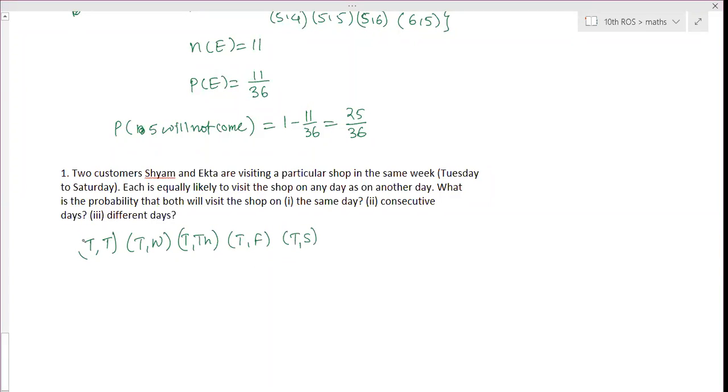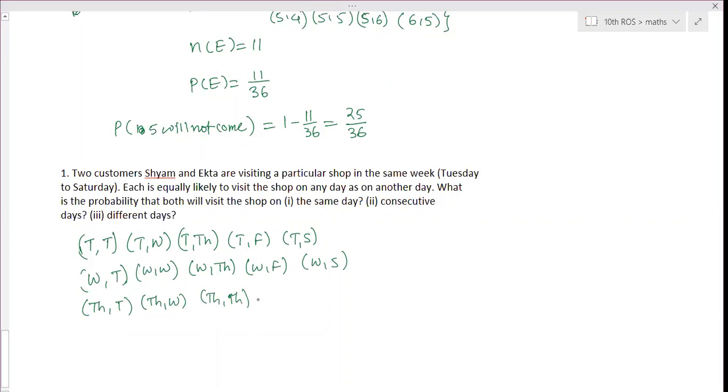Now Sham is going on Wednesday. Then Ekta may go on Tuesday, Wednesday, and so on. Anything is possible. For Thursday, it is Thursday-Tuesday, Thursday-Wednesday, Thursday-Thursday, Thursday-Friday, and Thursday-Saturday.